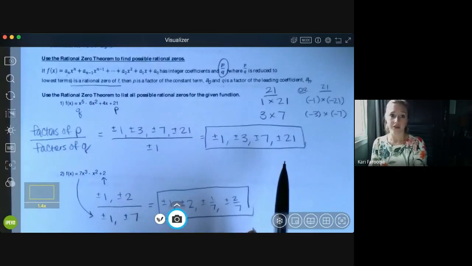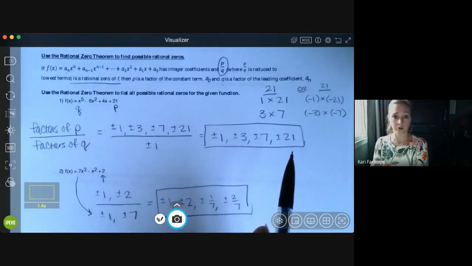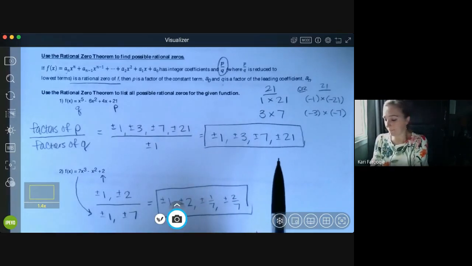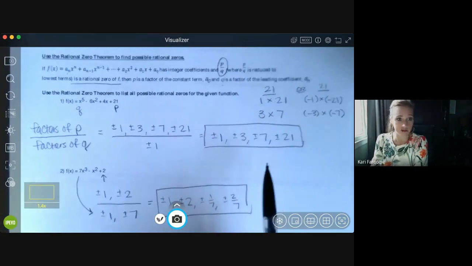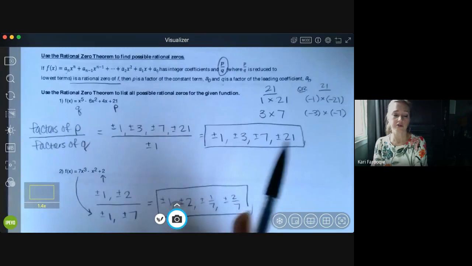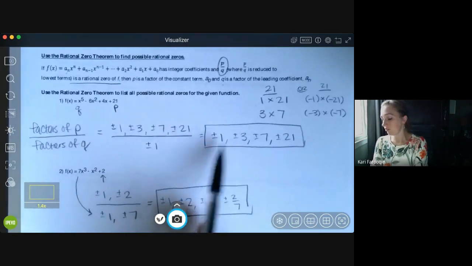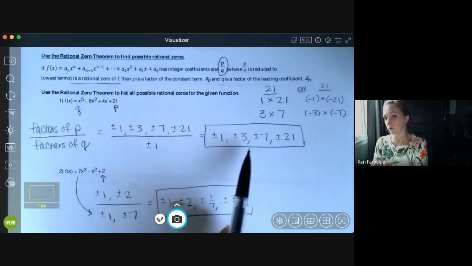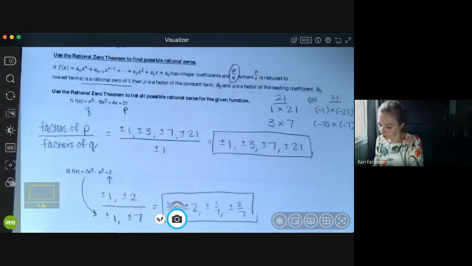Now, of these values, that doesn't mean that all 8 of these values are actually going to be zeros of the function. I mean, maybe 1, maybe 2, you just never know. Maybe none of them. Sometimes you'll only have imaginary zeros. So this doesn't cover cases where you have imaginary zeros. But this is saying that if you do have rational zeros, then this is the list from which you would get them. So that's why we have this theorem.